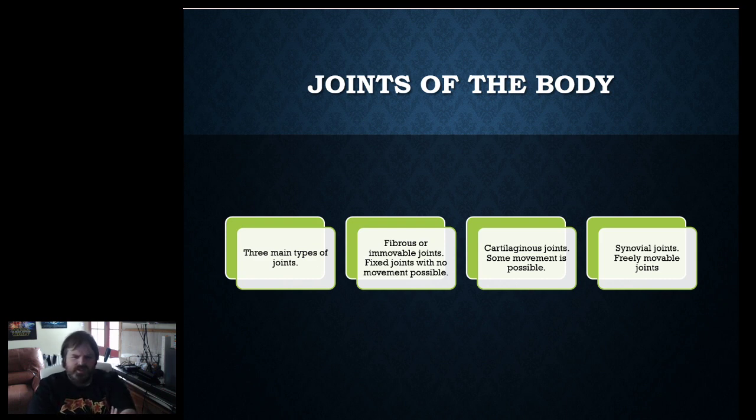The first one is the fibrous or immovable joint, no movement is possible. This is your skull as the classic example of this. In the cartilaginous joint, some movement is possible. The ribs are the big example of this. And the synovial joints are all the stuff you think of as joints, which are freely moving.